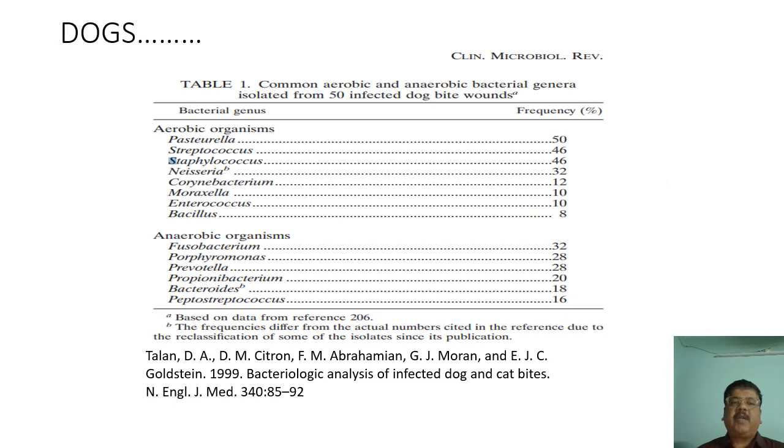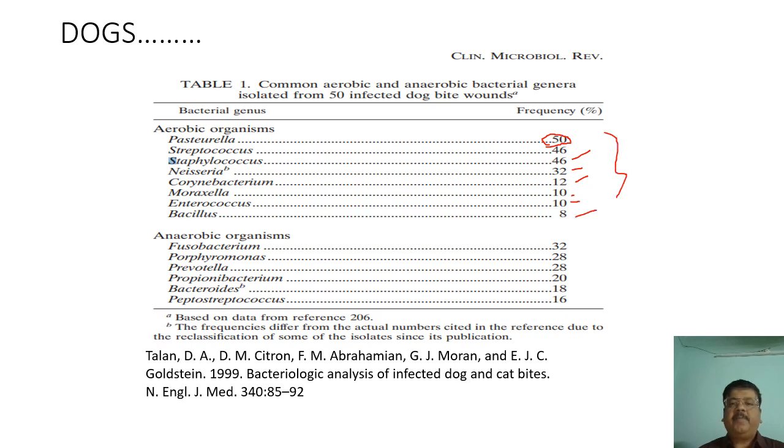So this is the list of the organisms. If you see, the most common is Pasteurella, 50%. So this is the study, the reference is given. Then followed by Streptococcus, 46%, Staphylococcus, 46%, then Neisseria, 32%, Corynebacterium, 12%, then Moraxella and Enterococcus, 10% each, then Bacillus species, 8%. So these are the aerobic organisms.